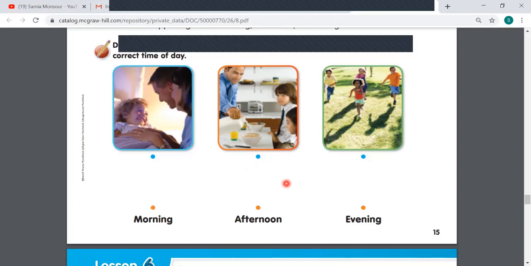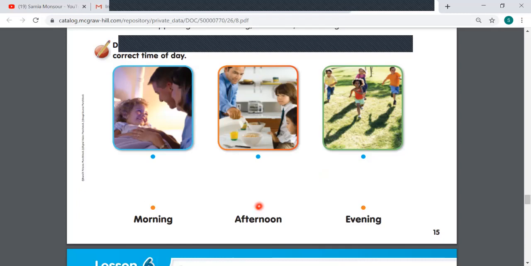Okay. Let's look over here. The kids are playing in the park. It looks like it's sunny outside. You see the shadows. So they're playing in the park and it's sunny. Well, we know it's not morning. We know it's not evening. And you're usually out of school during this time. Now you're at home, but this would be afternoon. So you would draw a line all the way to afternoon.